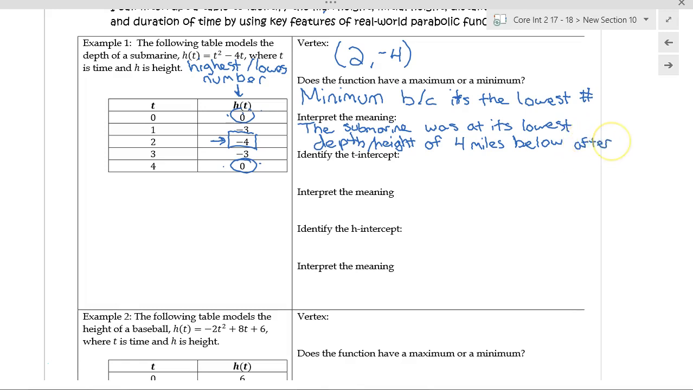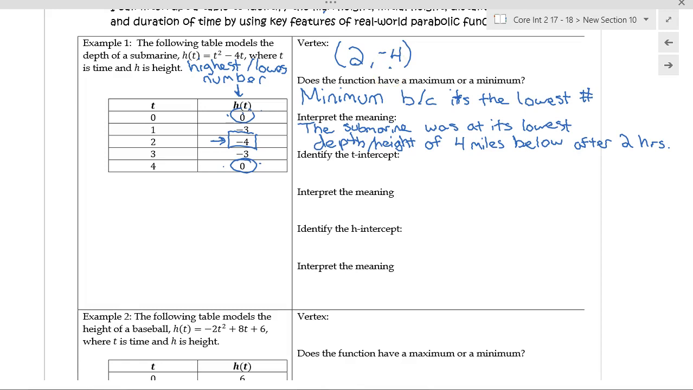After 2 hours. Okay, we have to have both the time and the height in there. So this doesn't have to be written exactly. You can say after 2 hours, it was at a lowest depth of 4 miles. To kind of rearrange it, but you have to have both these numbers in that explanation.